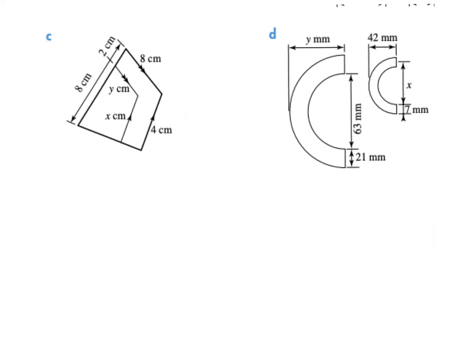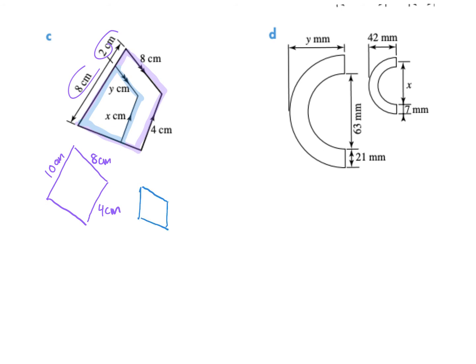Okay, so with these, we need to be able to see the similar shapes, and the actual similar shape here is because of those parallel lines. This shape is similar to this little one inside, like that. So often with these, I like to draw them out separately so that I can see the corresponding sides. So this side along here is actually 10, because 8 plus 2, and I've got 8 centimeters and I've got 4 centimeters. Then my smaller similar shape, the blue one, I have 8 and I've got Y and I've got X.